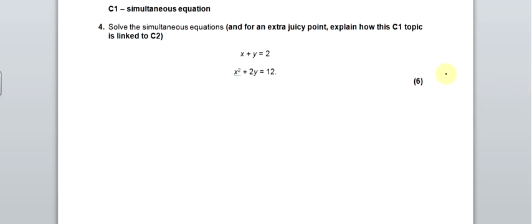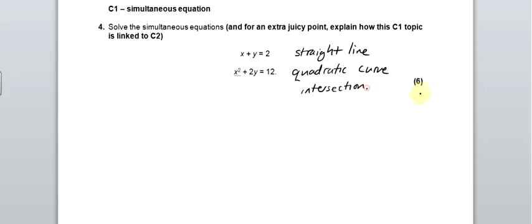Okay, question 2, we're going to do another Core 1 question. Simultaneous equations, and for an extra juicy point, explain how it's linked to Core 2. Well, we've got two things here. We've got a straight line, and we've got a quadratic curve here. And when you solve them simultaneously, you find the intersection. And we're going to do that now.